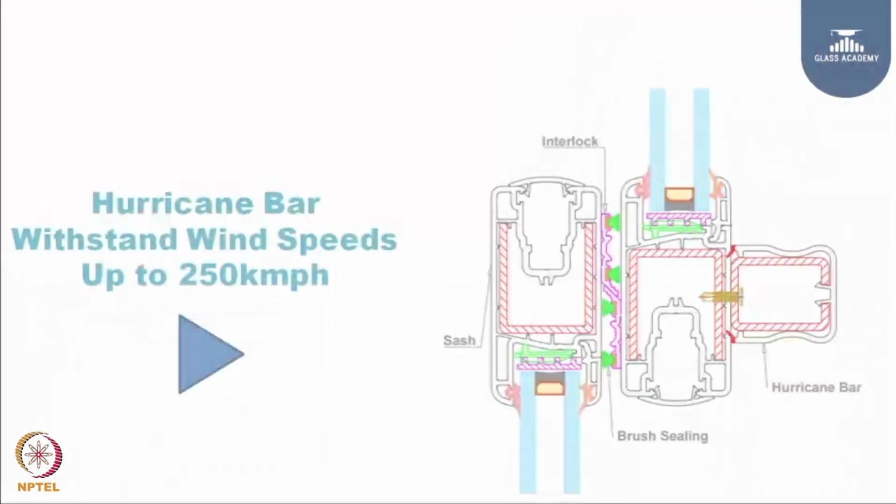Just to demonstrate how we achieve these strengths, this is a typical cross section of a sliding system. You can see that the red hatched section is the steel member which is supported with a hurricane bar, and I'll play this video just to demonstrate how some of these are really working in the industry so far.